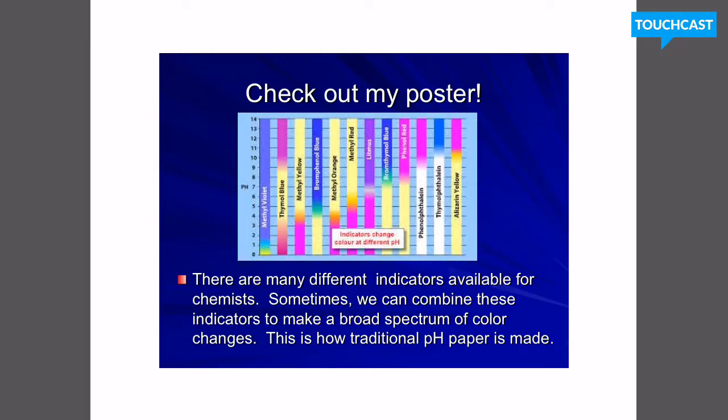But anyway, sometimes we can combine some of these indicators to create a very broad spectrum of various different colors. And that's actually how they make regular pH paper. They combine various different types of indicators so that we can get a range of color to help us determine what the exact pH is of that substance.